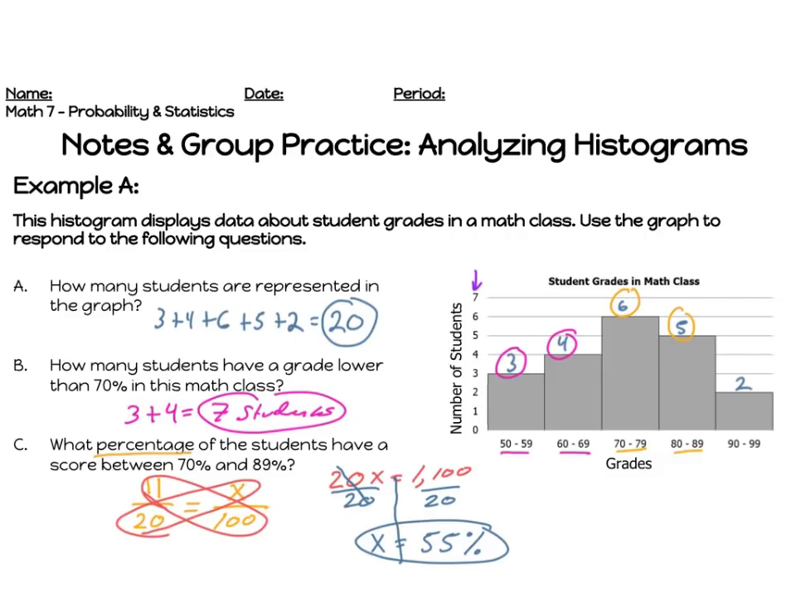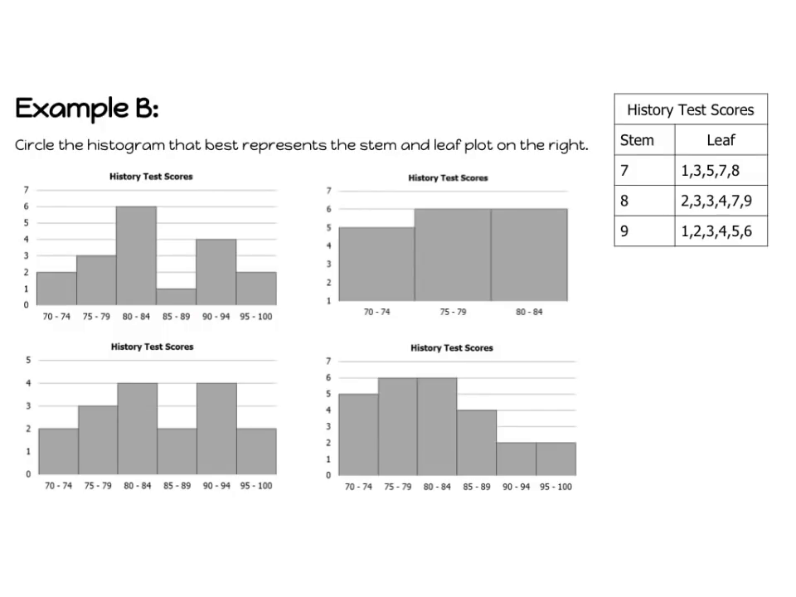Now let's take a look at our second example. So example B says, circle the histogram that best represents the stem and leaf plot on the right. So the first thing that we have to know about this problem is what a stem and leaf plot represents, because that will better help us figure out which histogram is correct.